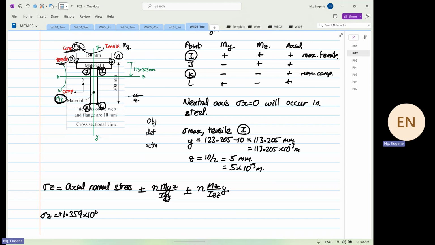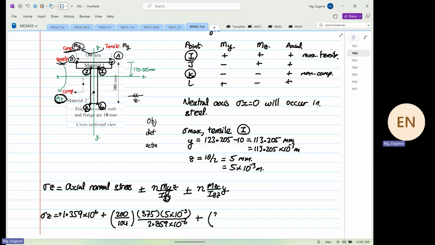For point I, My is going to generate tensile, Mz is also going to generate tensile. So both are plus. This is equal to 200 divided by 104, multiplied by My, which is 375, Z is equal to 5 times 10 to the power minus 3, divided by Iyy, which is 2.859 times 10 to the power minus 6. Anyone, any question? Are we okay? We're good, yeah?